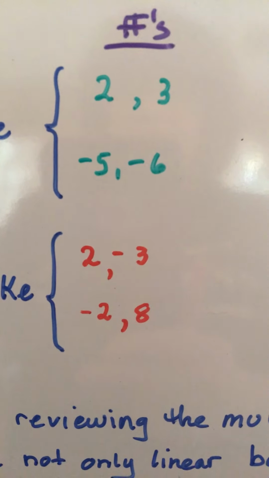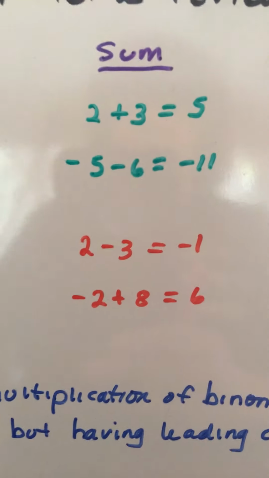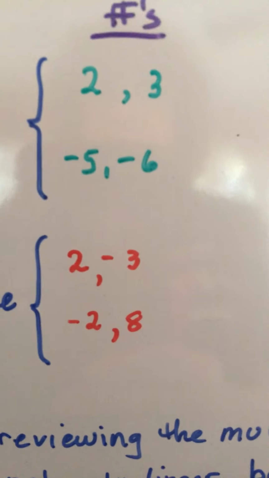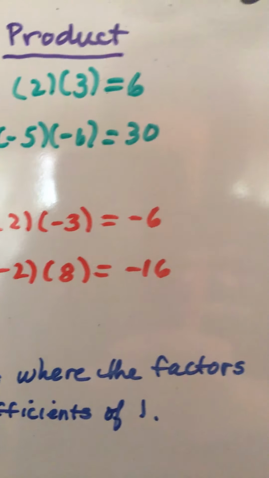Unlike signs, you subtract. The number further from 0 is the winner. So 3 wins and 8 wins. So I get a -1 and a +6. When I multiply unlike signs, since there's an odd number of negatives, my product is negative.